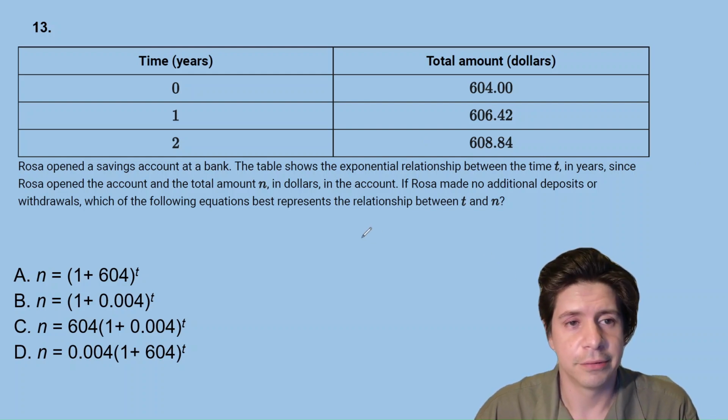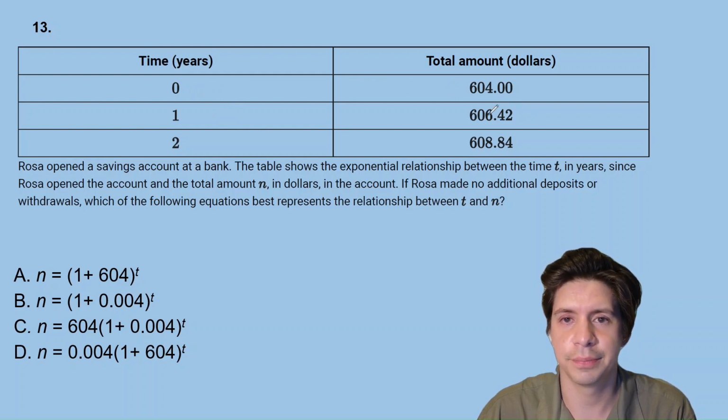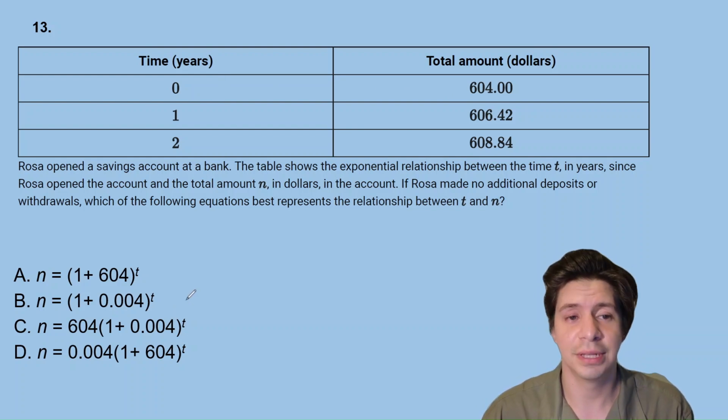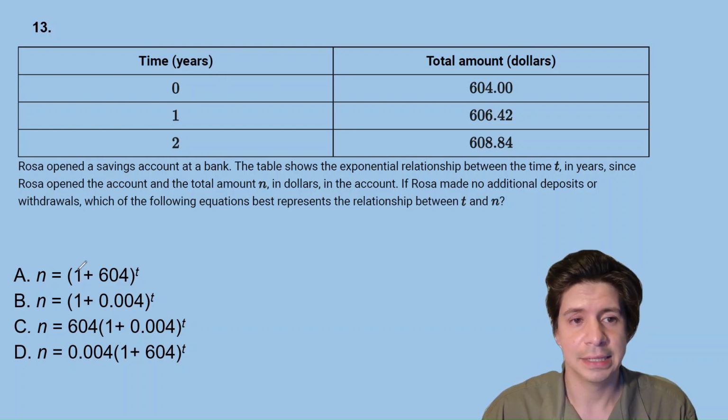Okay, so we want to see the relationship between those two values. Rosa opened the account with a total amount of n dollars. So when she opened it, it was at 604, right? Because that's the initial amount, and then it goes up. Just looking at the answer choices, because it's going to be really simple when you do this, we want to start when t is 0. Which of these gives us 604?